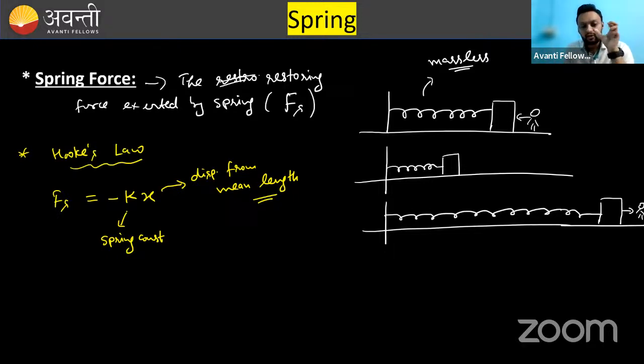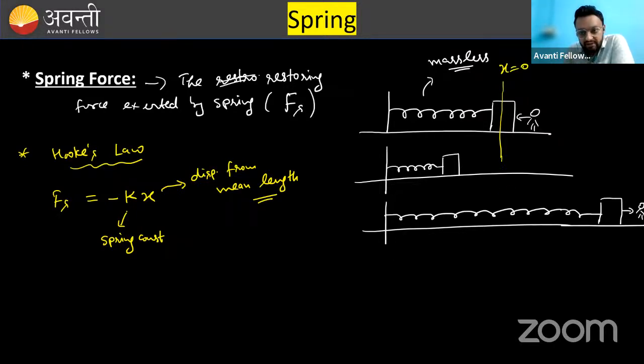Then the length of the spring is known as natural length or mean length. What we will generally use as natural length, or sometimes we call it mean length. So in this situation, the spring was not elongated. We have started pushing it, but not actually pushing it. So this position is known as mean position or natural length.